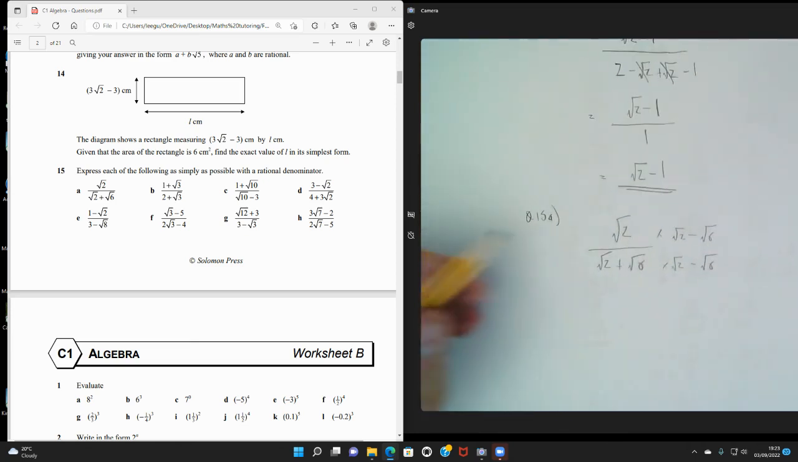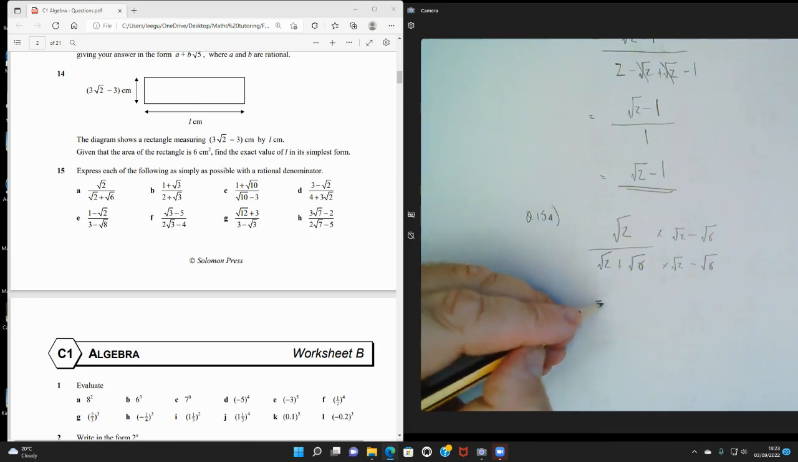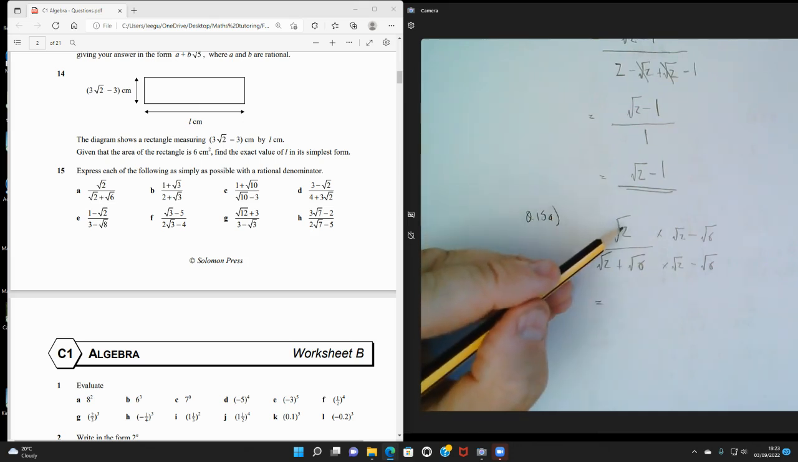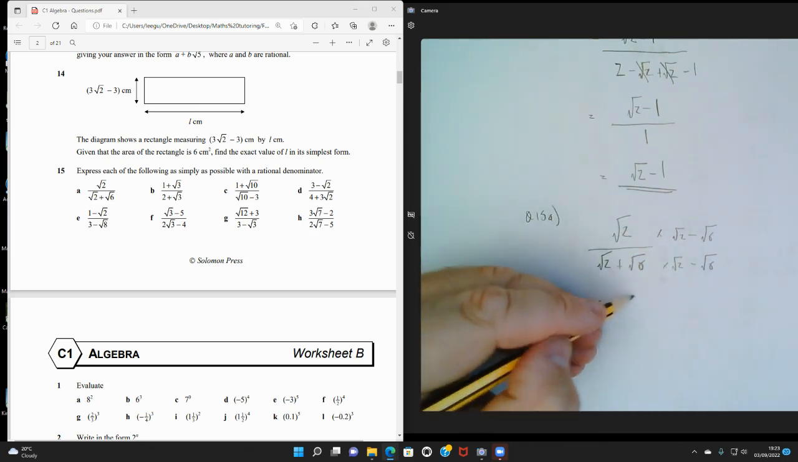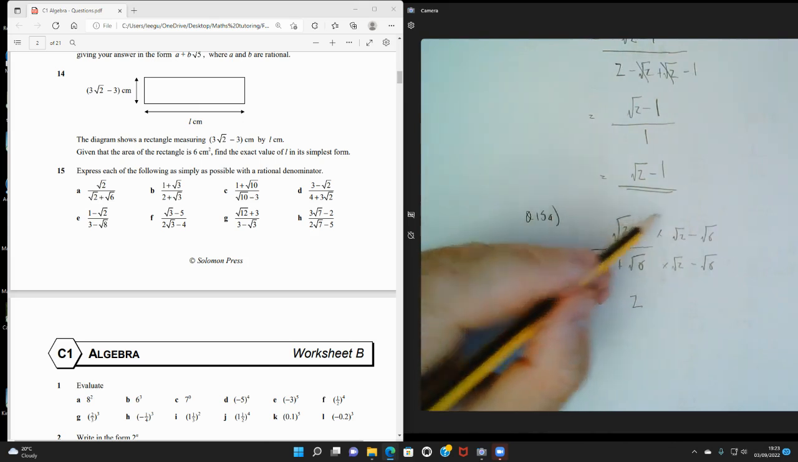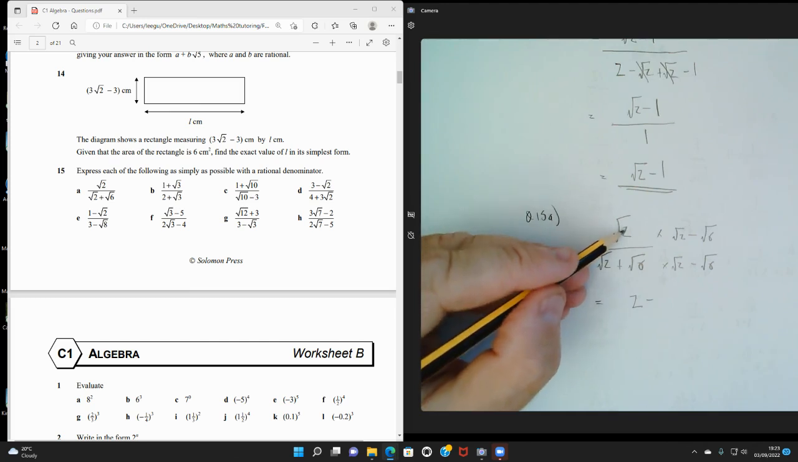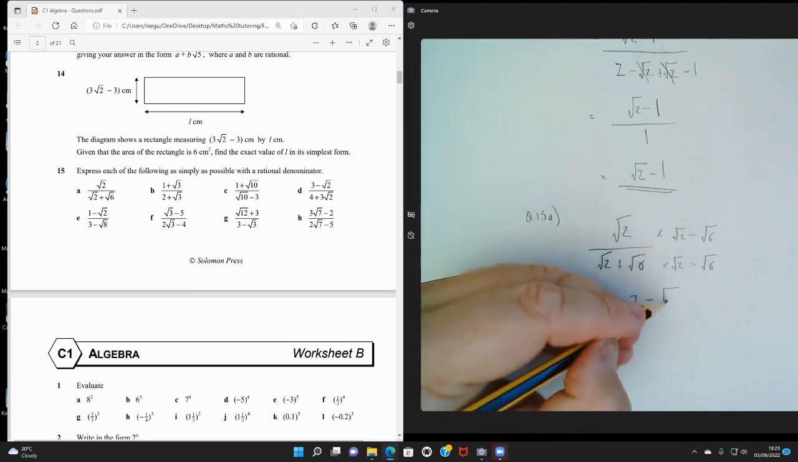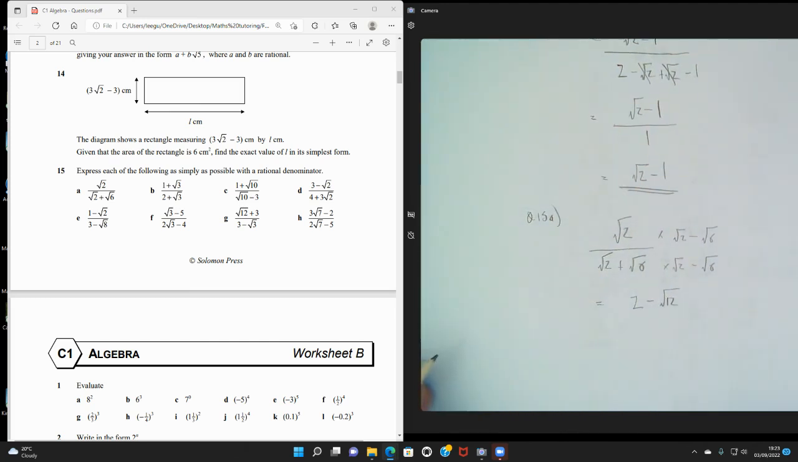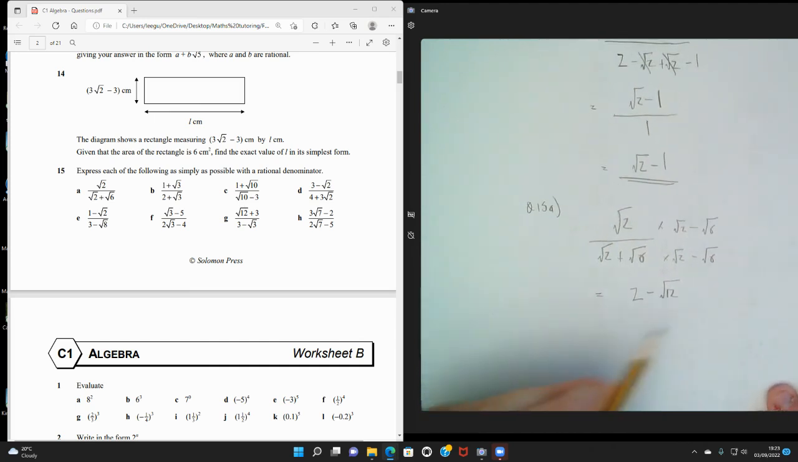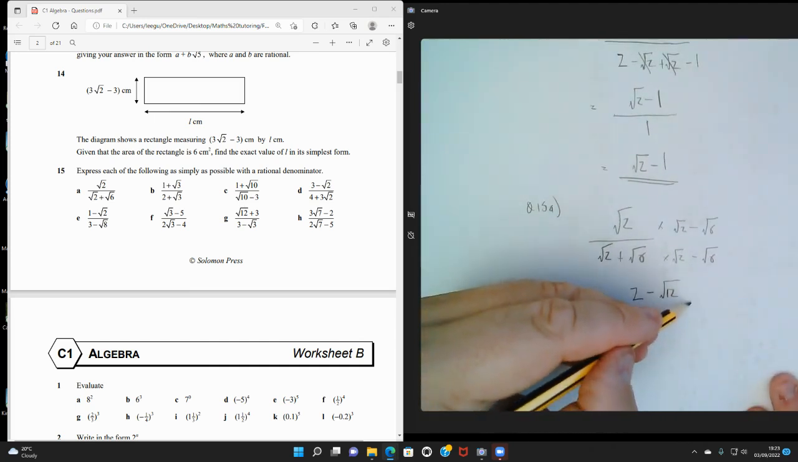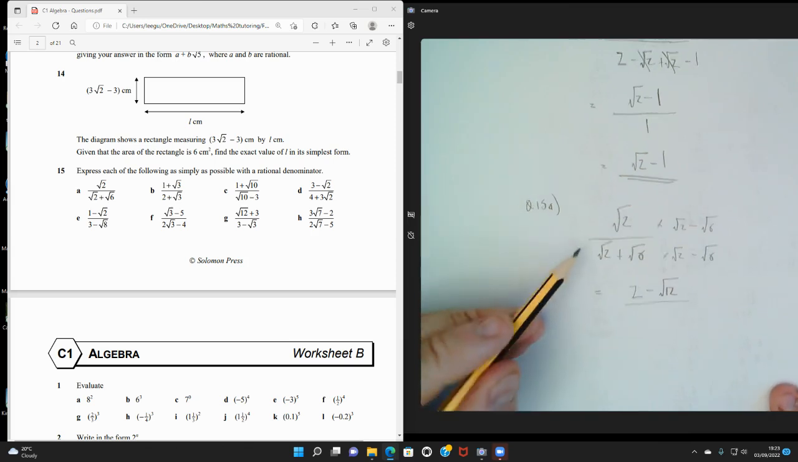Okay, so let's think about what this one's going to look like. The numerator is going to be root 2 times root 2, which is 2. Root 2 times minus root 6, I'll write that as minus root 12 for now, because 2 times 6 is 12. I'll come back and deal with that root 12 in just a moment. Let's have a look at the denominator.